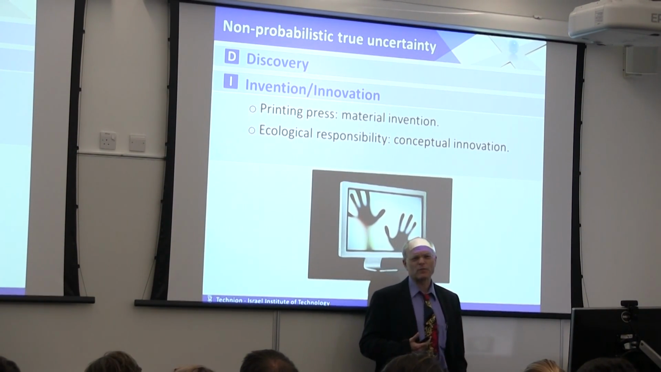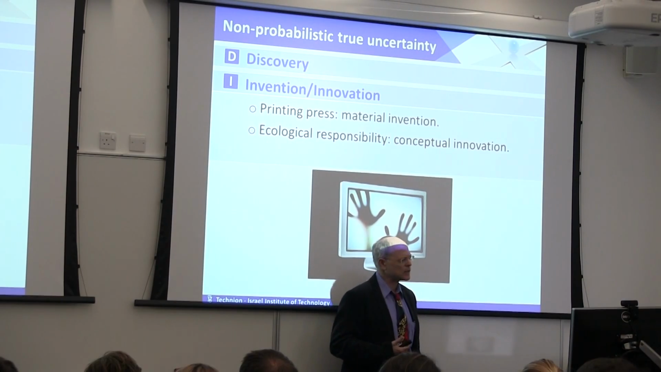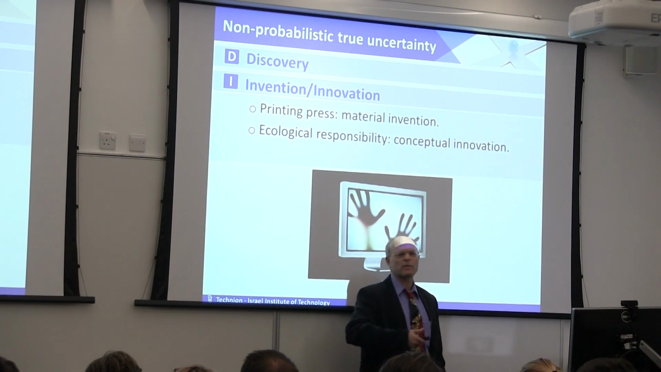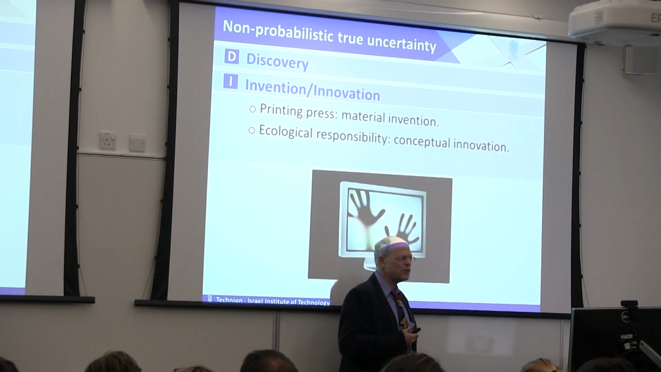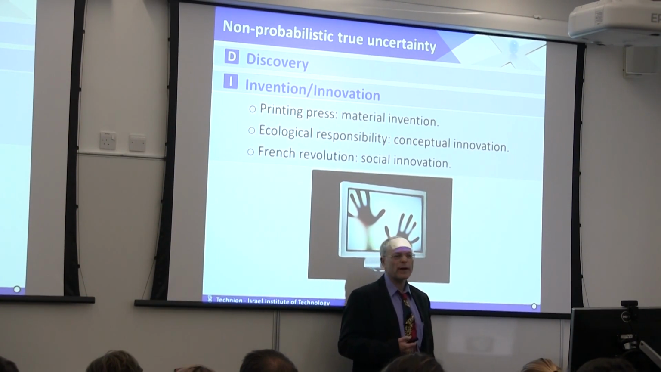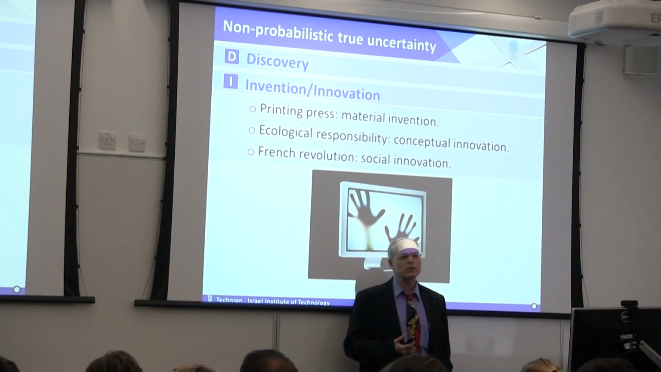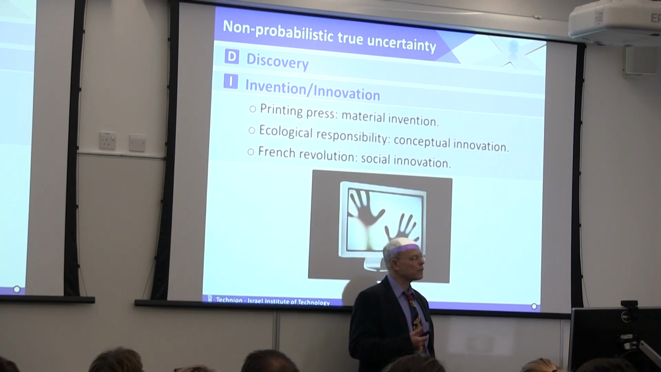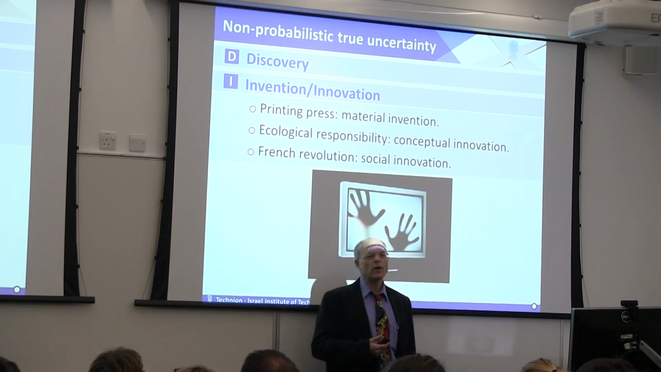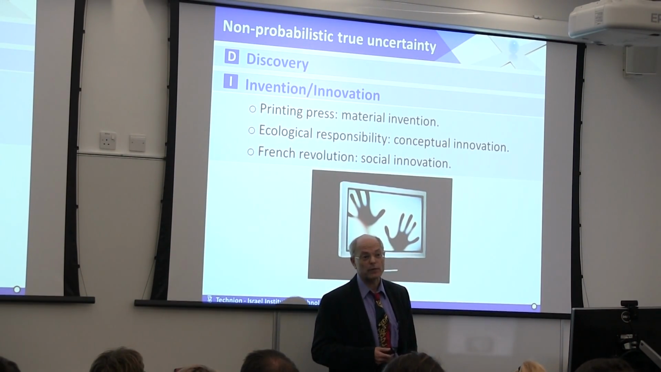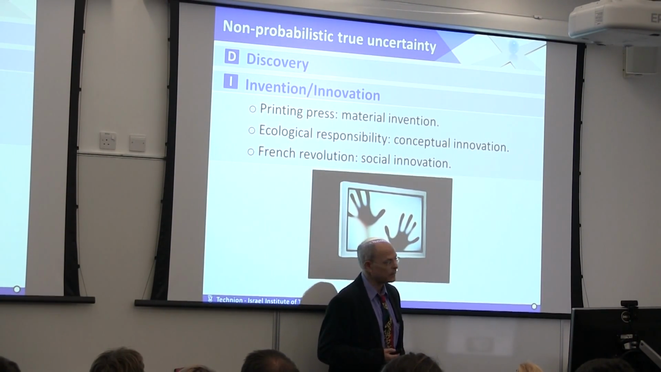One can see perhaps roots of the idea of ecological responsibility in the Bible. Man is endowed with responsibility for the world, but really it's a very new idea, and this is a conceptual innovation. You can also have social innovations. The French Revolution was a social innovation. So these are innovations or inventions, and you cannot know what innovation is going to happen tomorrow or next year until it happens. That's exactly what is innovative about it.